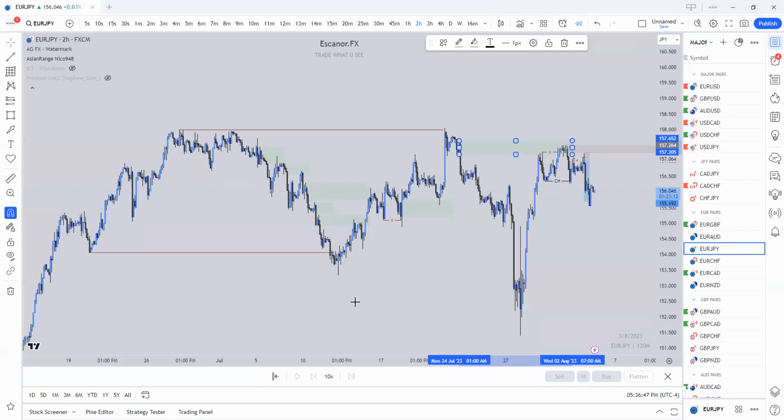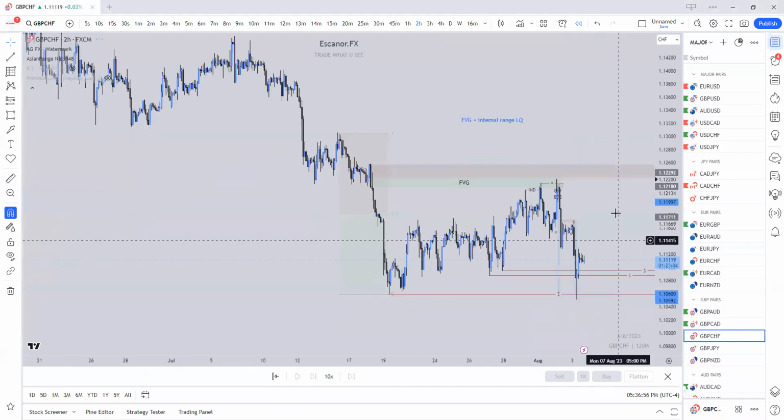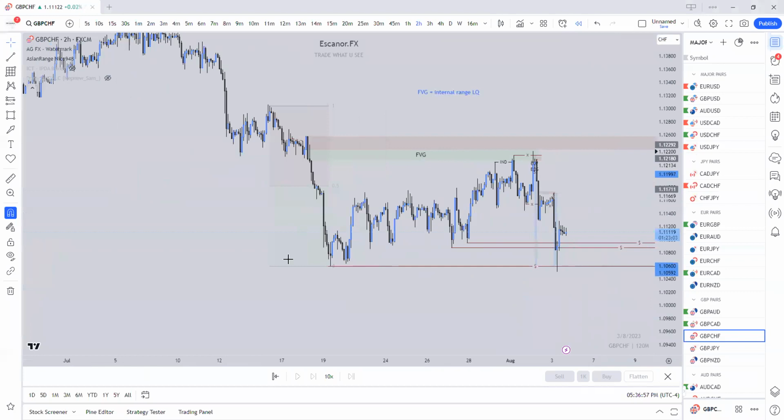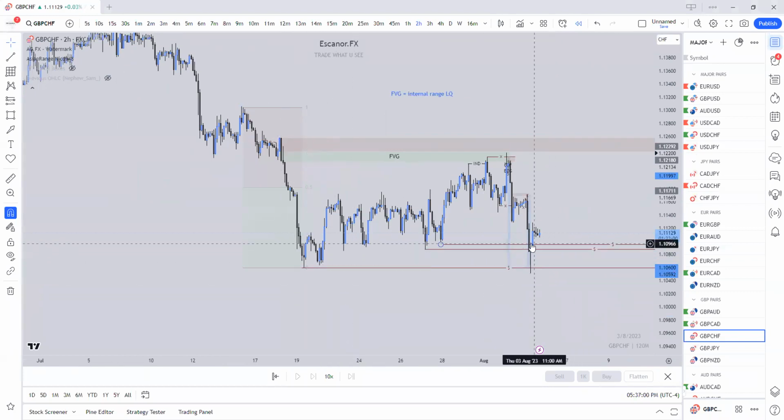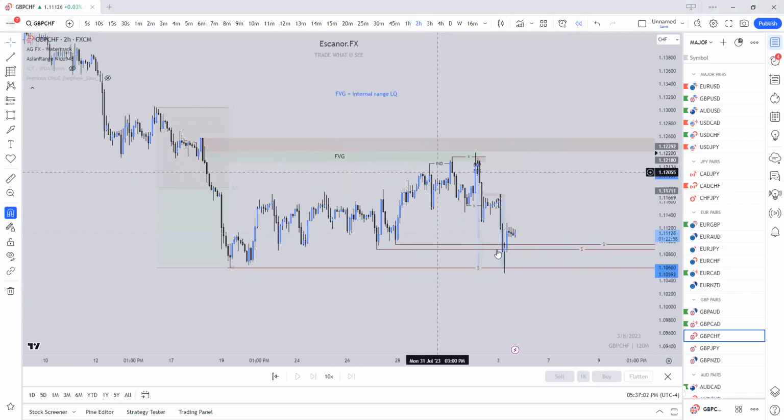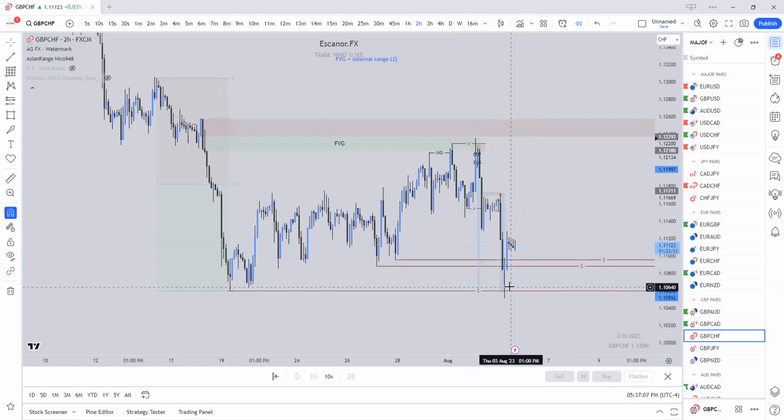What do you think about CHF now? Can we wait for more shorts? I was expecting more shorts, but it's clearly here our swipe of liquidity from this point, and we are on the 2 hours. So this doji candle is a big sign of a reversal.